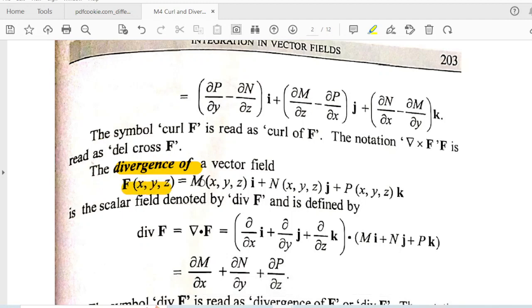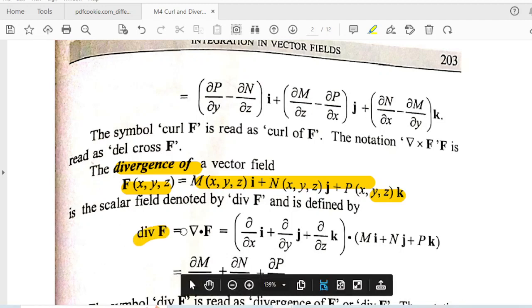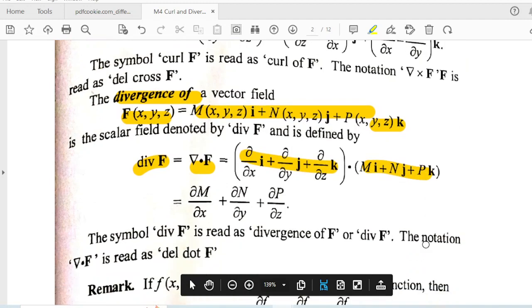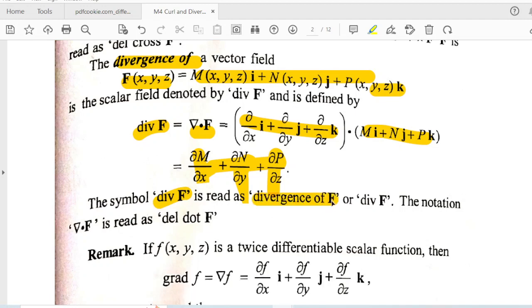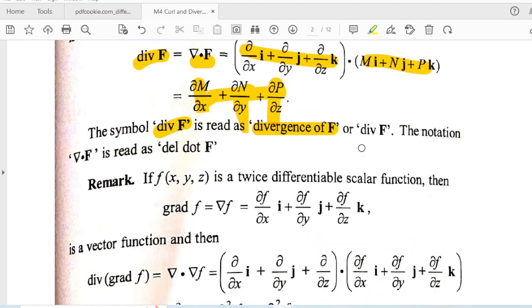If f bar equal to m i cap plus n j cap plus p k cap, then divergence is denoted by nabla dot f bar, and nabla is this, dot f bar is this. Then when we are doing the dot product, we get dou m by dou x plus dou n by dou y plus dou p by dou z. So div f bar is the notation for divergence of f bar. Okay, the notation del dot f bar is for divergence.